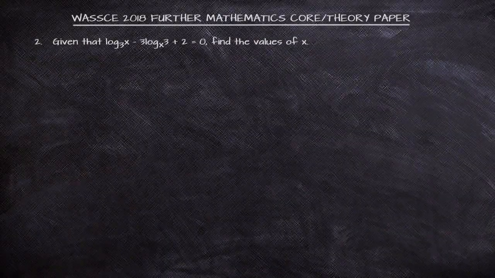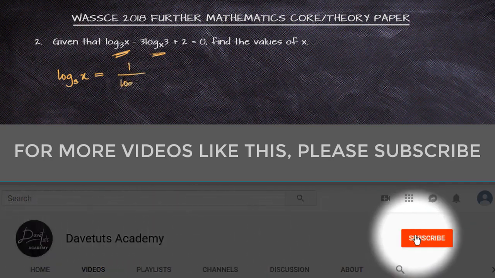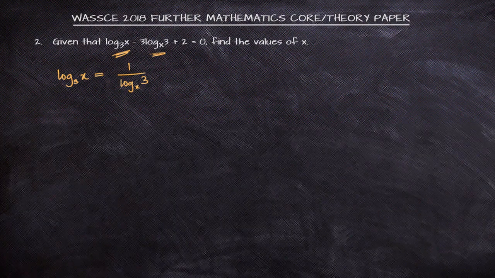Now, our question number 2, we are given that log base 3 of x minus 3 log base x of 3 plus 2 is equal to 0. And we are asked to find the values of x. Now, looking at this question, we need to note some simple rules of logarithm that we can make use of. Here, we have log base 3 of x and log base x of 3. But one of the rules of logarithm tells us that log base x of 3 is the same as 1 over log base 3 of x. So these are inverses of one another.